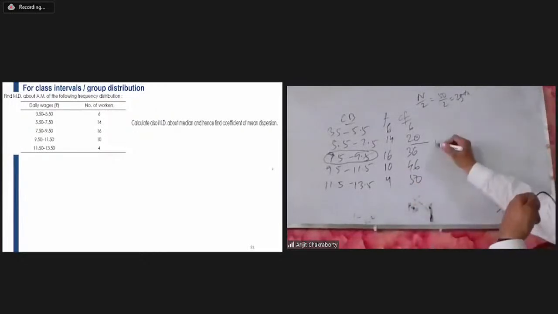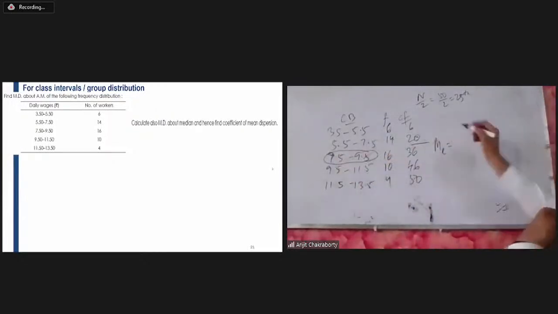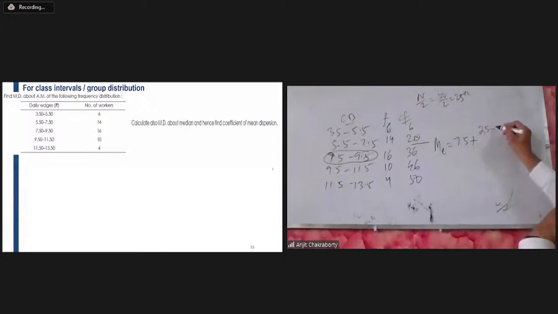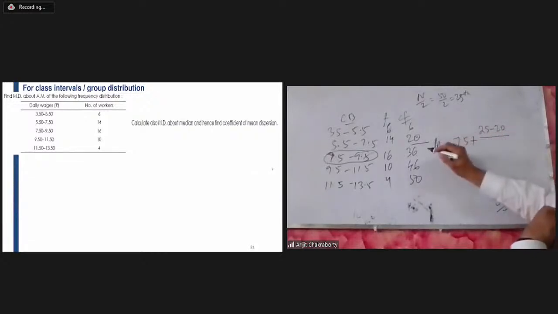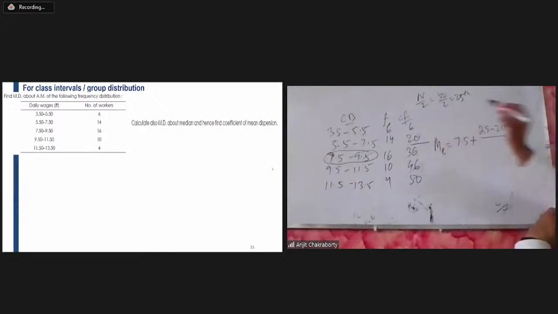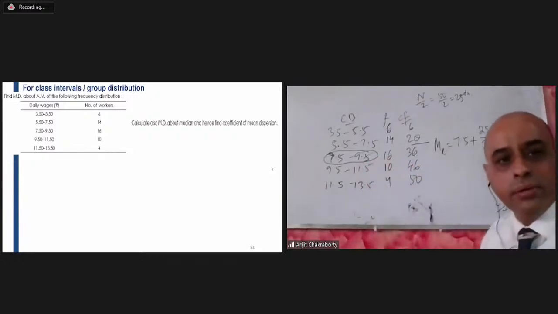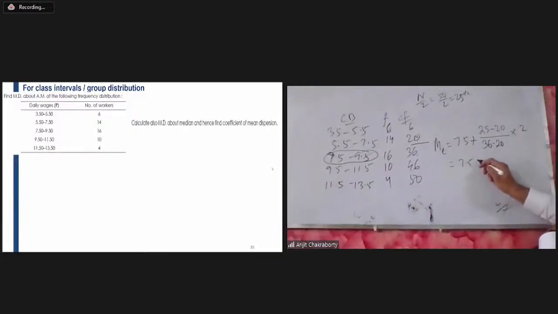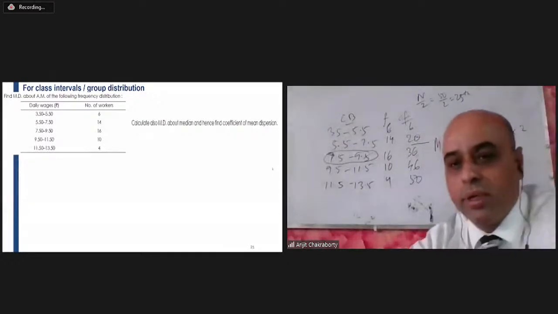And the median will be calculated. Median is equal to lower limit 7.5 plus 25 minus 20, it goes in the numerator. In the denominator, it is 36 minus 20, into the class width, 2, into 2. So I'm getting 7.5 plus 25 minus 20 is 5. 36 minus 20 is 16. 5 by 16 into 2, 2 8s are 16. So I'm getting 7.5 plus 5 by 8.